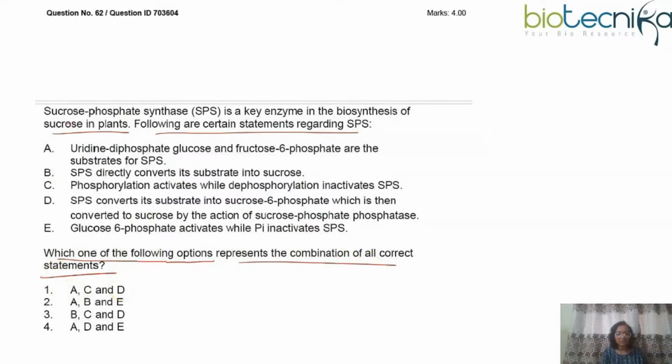5 statements are given. You have to identify the correct statements. First one, uridyl diphosphate glucose and fructose 6-phosphate are the substrates for SPS. Now look at the name of the enzyme, sucrose phosphate synthase. What does it synthesize? What does the name tell you? It synthesizes sucrose phosphate, not sucrose. This enzyme, sucrose phosphate synthase, synthesizes sucrose phosphate, not sucrose.